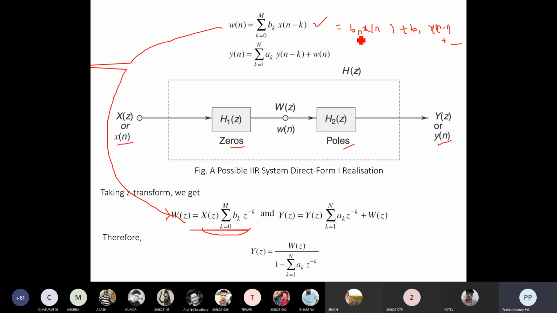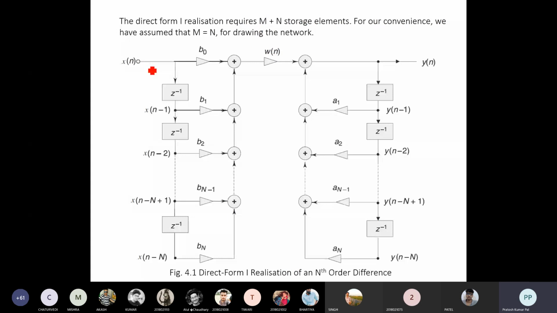Okay. So from there the input will be this x of n, and the first term will be directly x of n multiplied by b0. So we will be having a constant multiplier b0. So x of n will be multiplied by b0, and that will be added to get the value of w of n. Whatever terms we will be adding will result in w of n. So the first term of w of n is realized by x of n times b0.